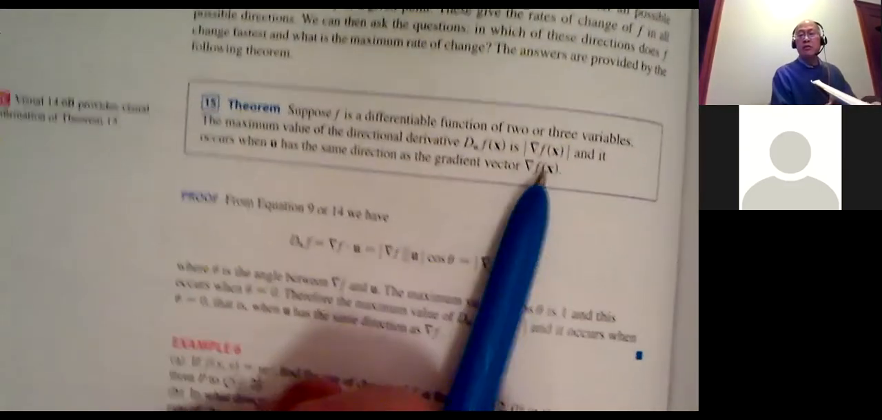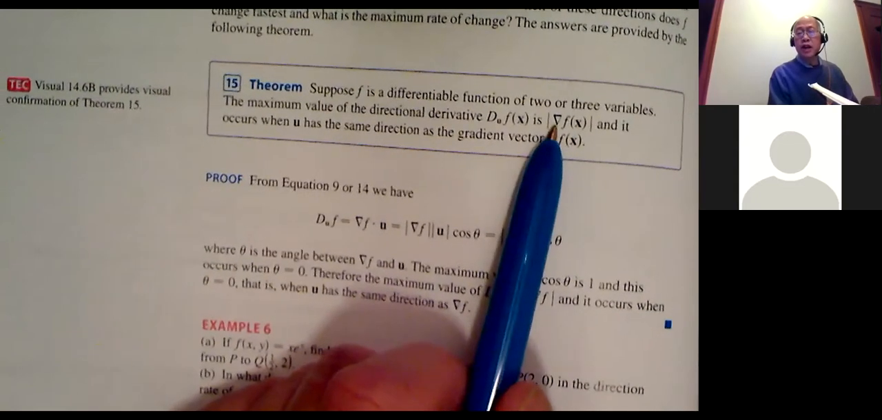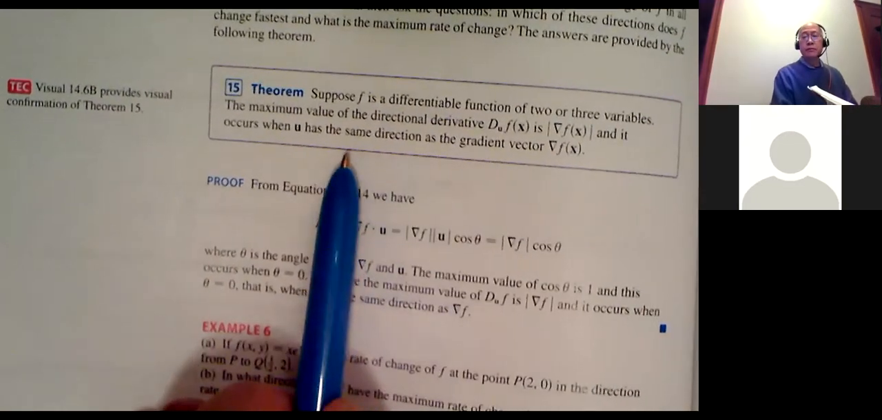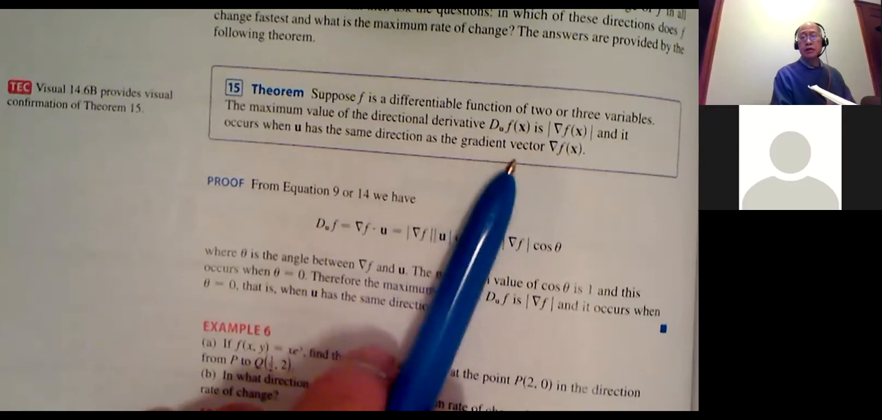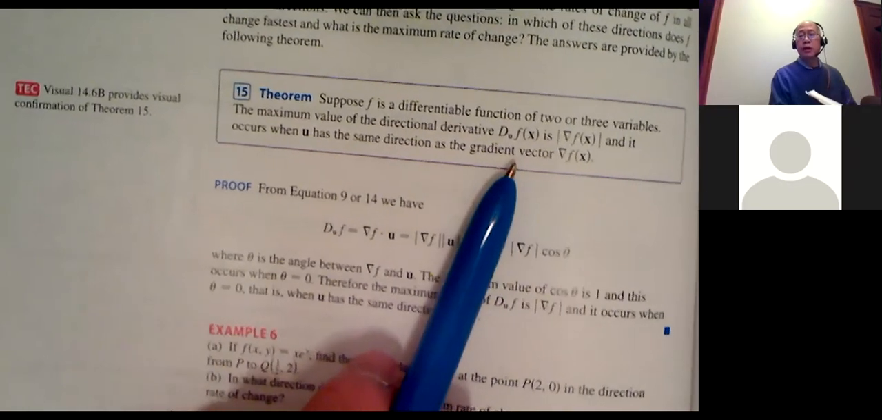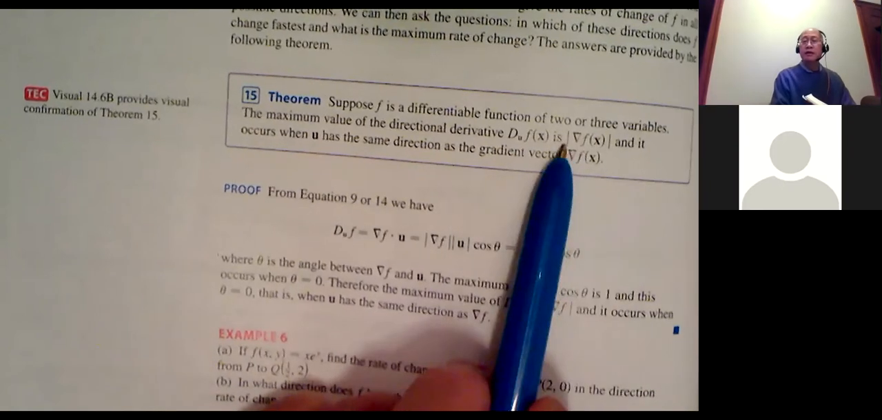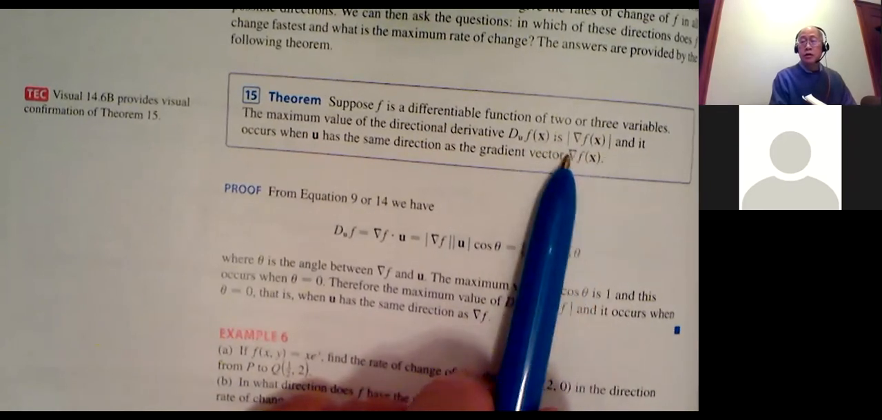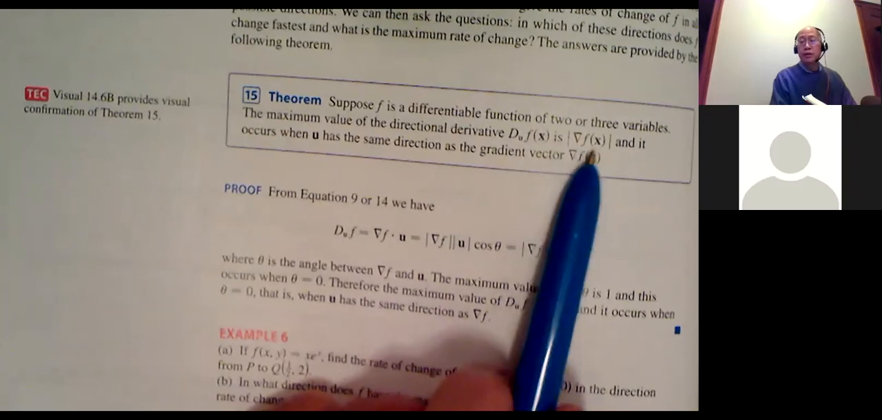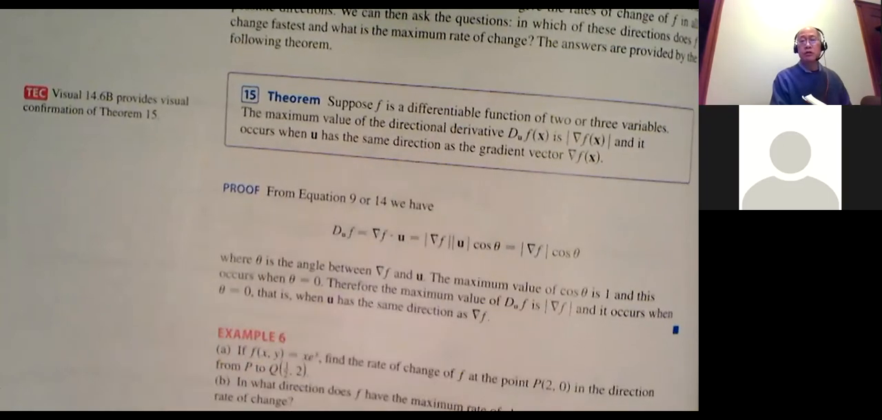This theorem says the maximum value is the magnitude of the gradient vector, and the direction is the same direction as the gradient vector. So which way do I go? You find the gradient vector, that tells you which way, and the magnitude of the gradient vector is that maximum value of the directional derivative.